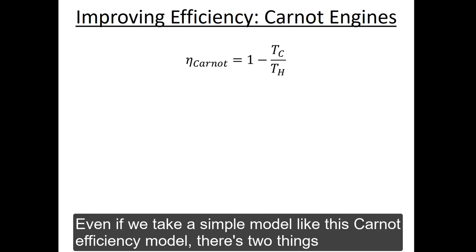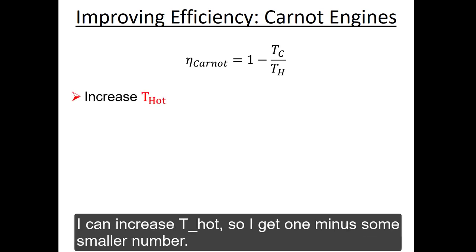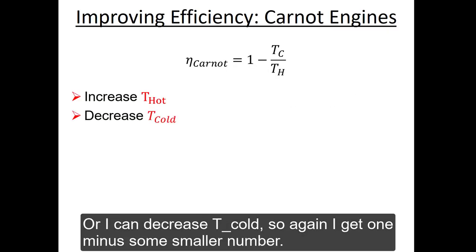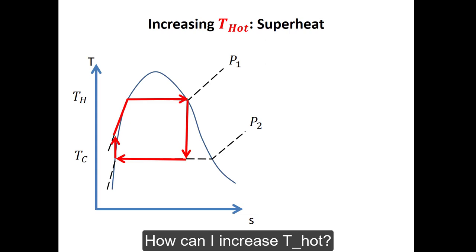Even if we take a simple model, like this Carnot efficiency model, there's two things I see from this equation that I can do to improve thermal efficiency. I can increase T hot, so I get 1 minus some smaller number, or I can decrease T cold, so again, I get 1 minus some smaller number. How can I increase T hot?